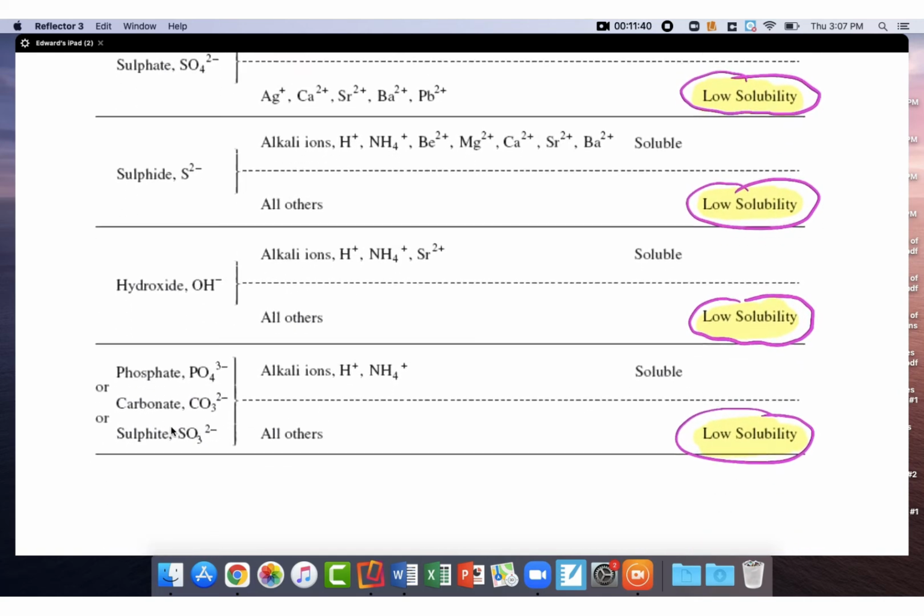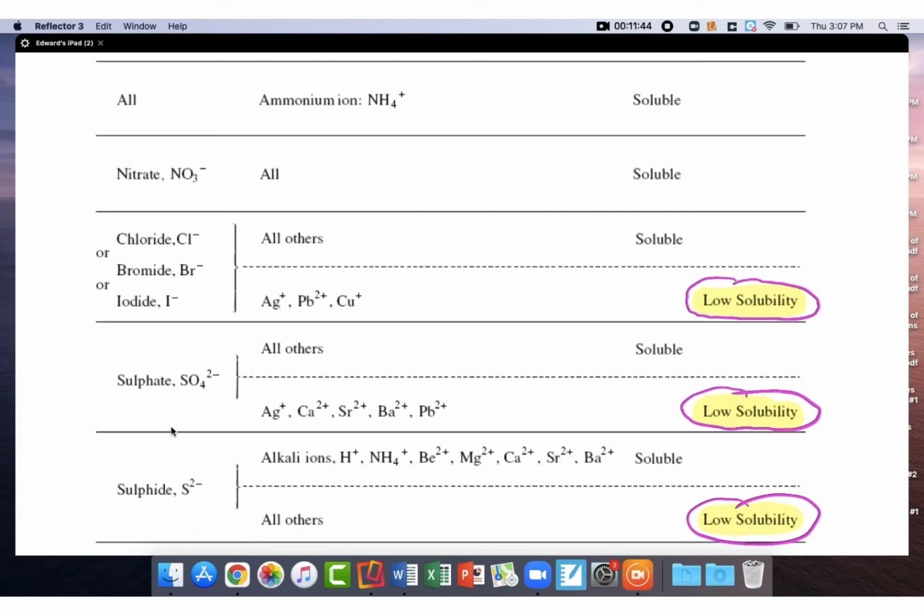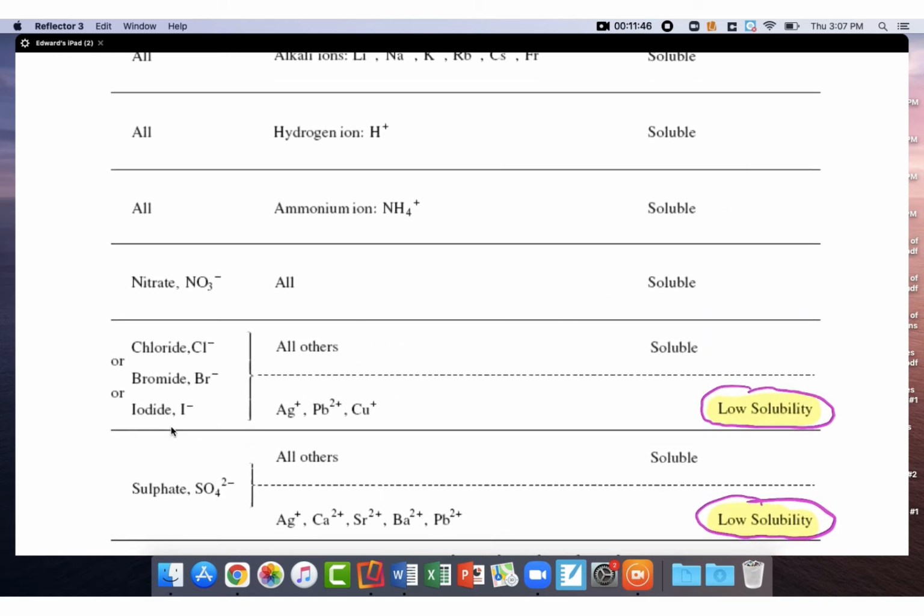But what do we have? All these anions on the side. But right up here, iodide, right? And so what's it say? All others soluble. Well, that doesn't mean much to us. So let's look below the dotted line. Ag, Pb2, lead 2, and copper 1 have low solubility. So lead 2 iodide is our precipitate.